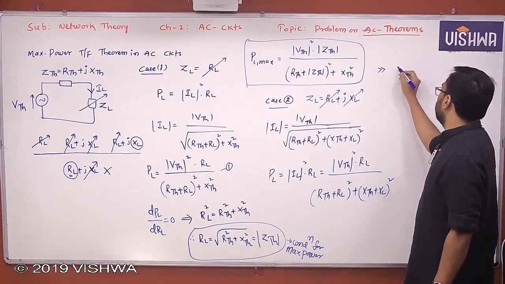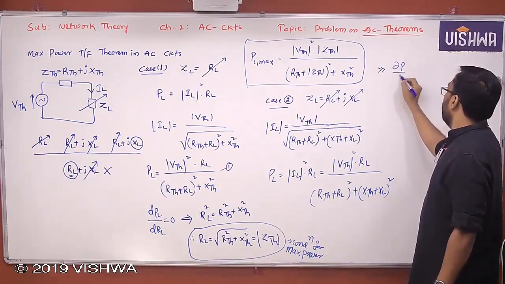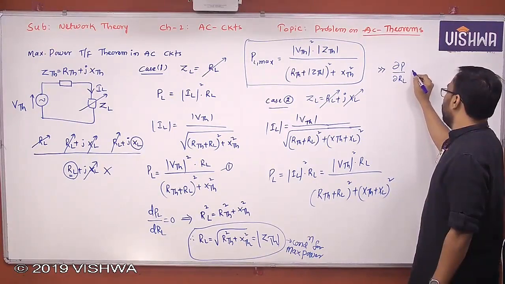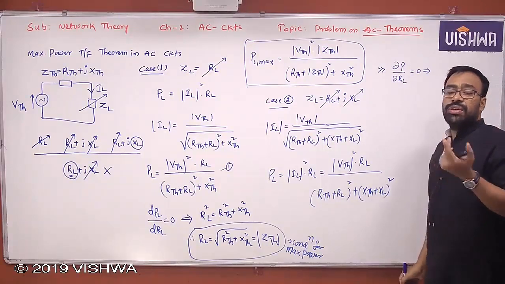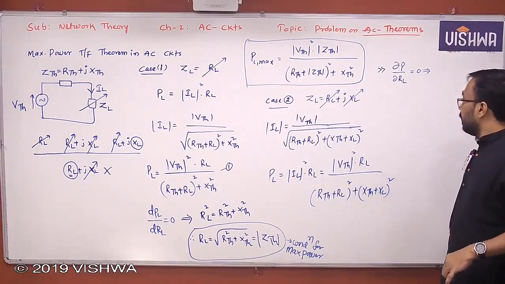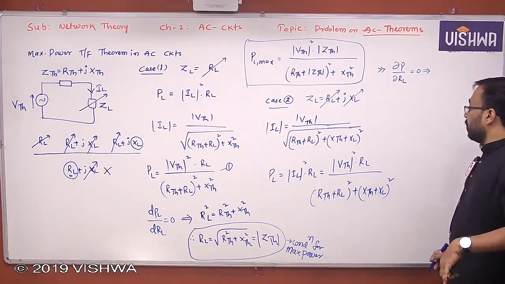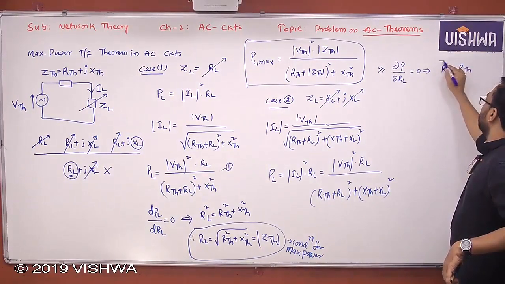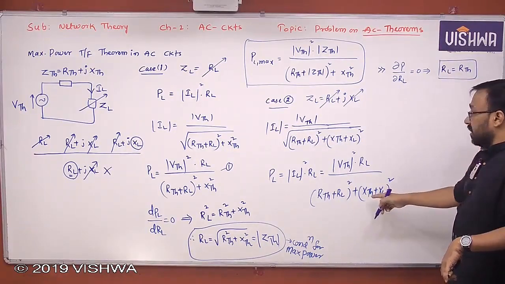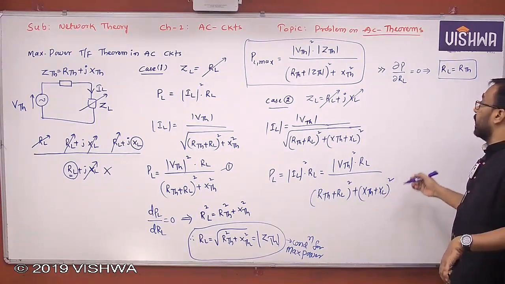Now I differentiate dou PL by dou RL. The reason is there are two variables. When there are two variables, I think the best idea is to differentiate partially. So when you apply the partial derivatives, when you differentiate it, you will get RL is equal to RTH. So please all of you complete this part on your own. You can differentiate it. You are all experts in differentiation, I guess.